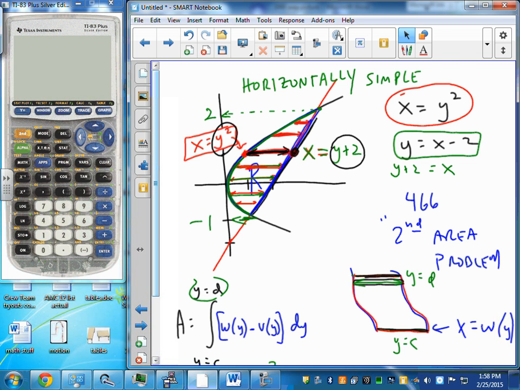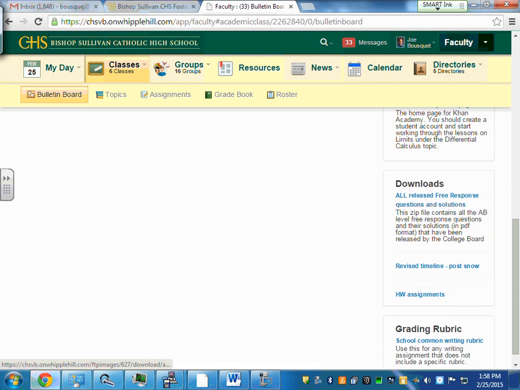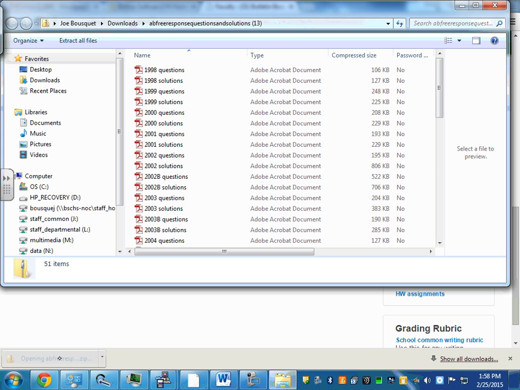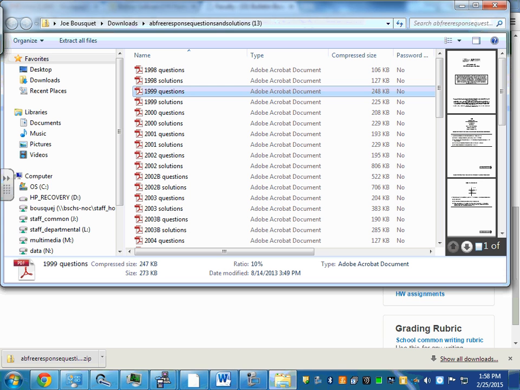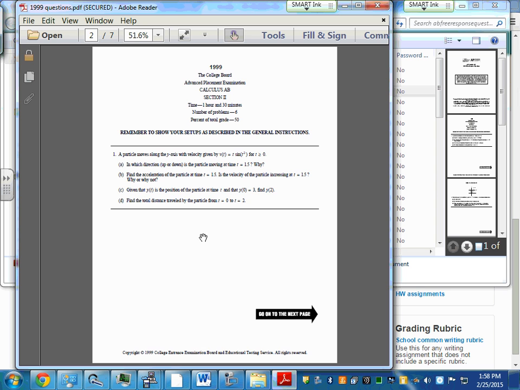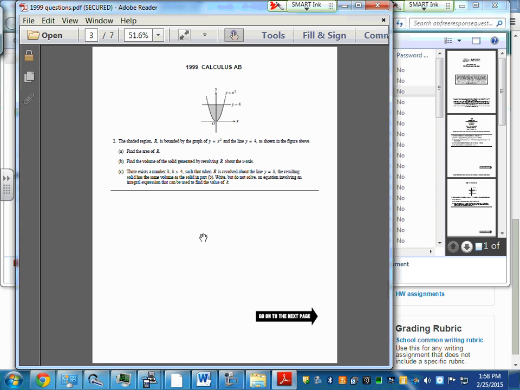Okay, let's go back to your class page for a sec. When we look at the free response questions, and we look at 1999, right, the area question here, open that up, okay. The area question here is number 2, and we have to find the area bounded by the graph of y equals x squared and y is equal to 4, right in here. Okay, so we're going to find that area. And that's not too terribly hard. A little sketch here. This is y is equal to 4, and this is y is equal to x squared.